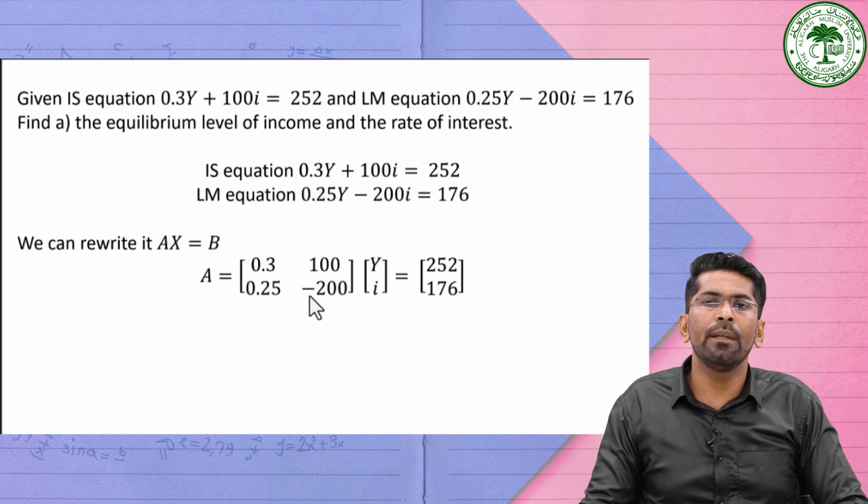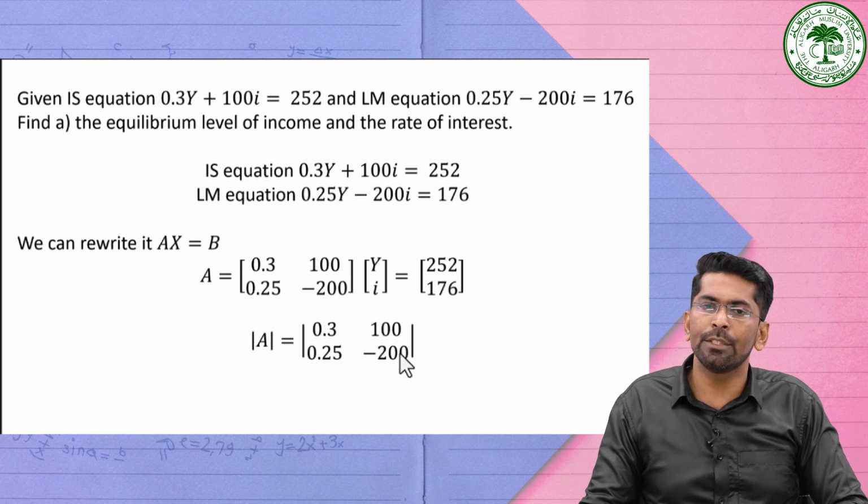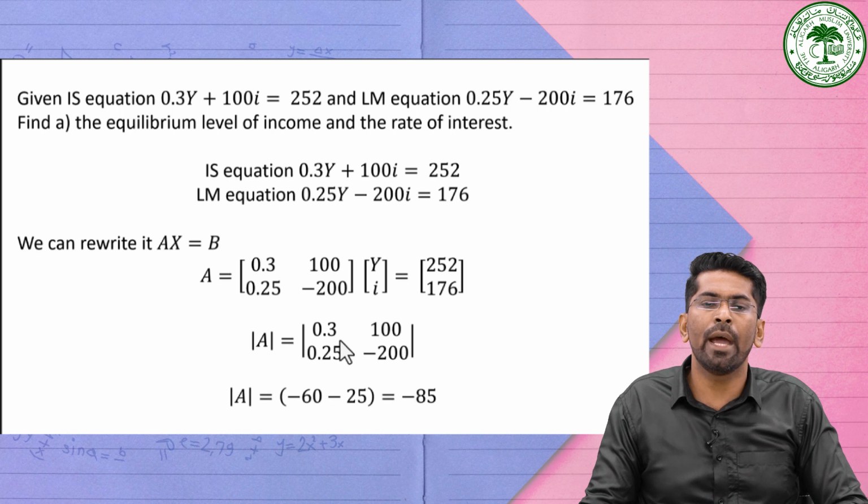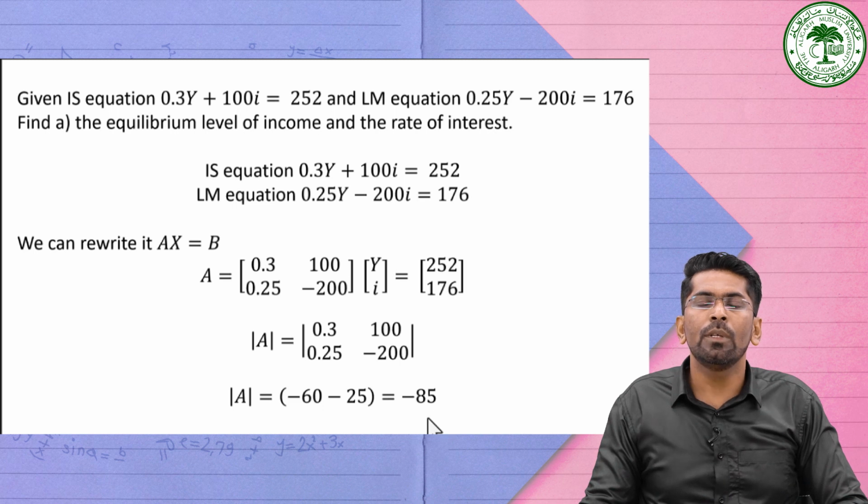the next step is to find the determinant value of the original matrix, that is matrix A. So here the determinant value of A, we can multiply 0.3 into minus 200 minus 100 into 0.25. If you multiply 0.3 into minus 200, it will become minus 60, then minus 100 into 0.25, which is equal to 25. So it is minus 60 minus 25, which is equal to minus 85. So this is the determinant value, that is minus 85.